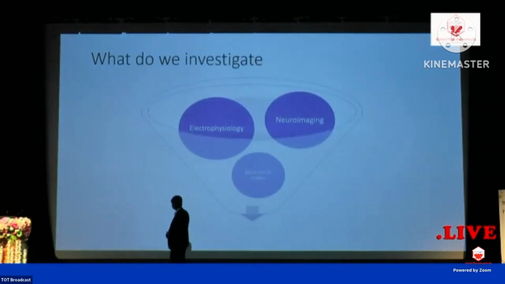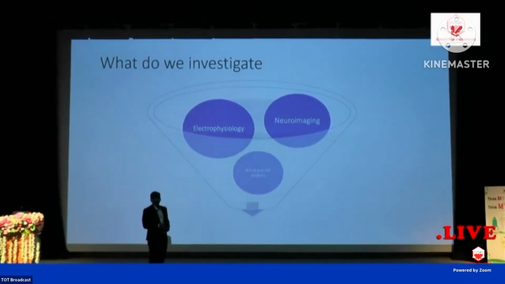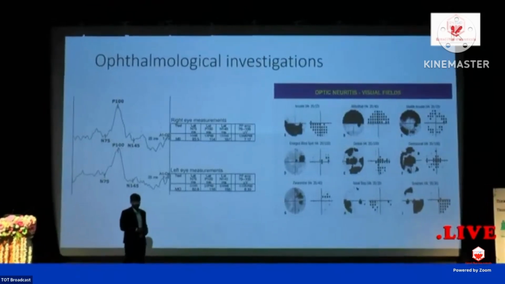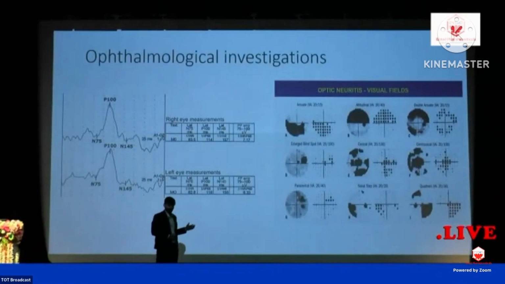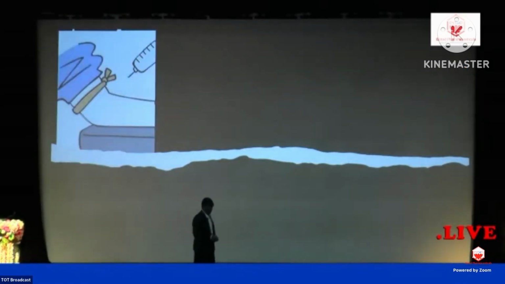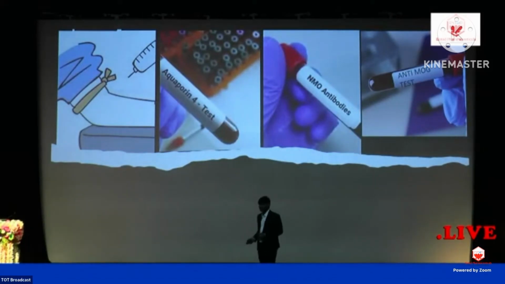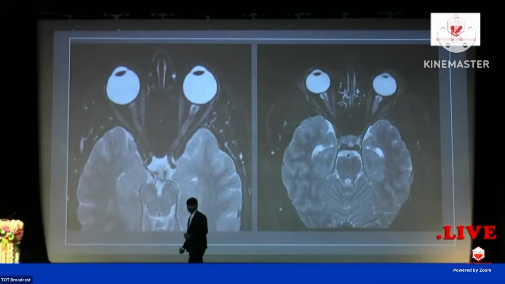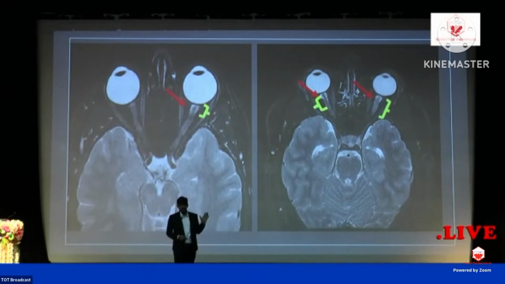Then on investigations, what else do we see? We will investigate the patients electrophysiologically, with neuroimaging, and with blood and CSF analysis. Electrophysiologically, in VEP there is an increased P100 latency, and there are visual field defects. On blood investigations, we look for NMO antibodies, MOG antibodies and aquaporin 4 antibodies. Then on neuroimaging, we have to look for optic nerve involvement, whether it is unilateral or bilateral, and how much of the segment is involved, either 3 millimeters or more than 3 millimeters.